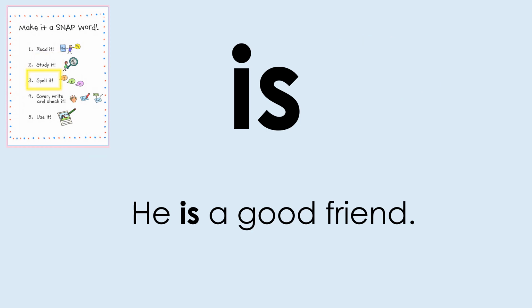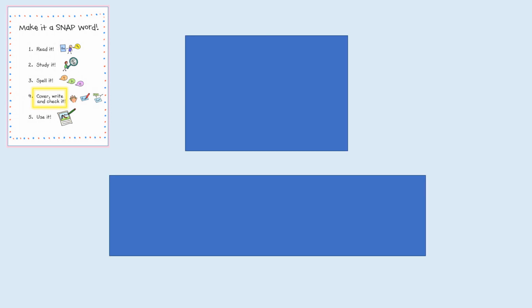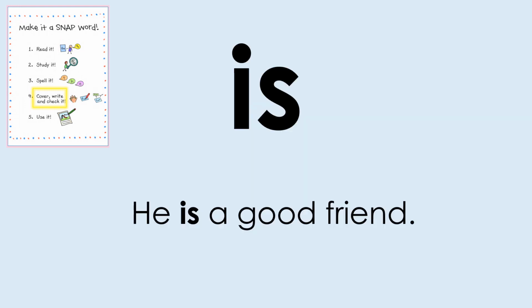Let's get ready to spell it. I, S, is. Okay, friends, take a picture. Is, I, S, take a picture, is. And now you try. Write it in the air or write it somewhere near you. Let's check it. Is, I-S, is.